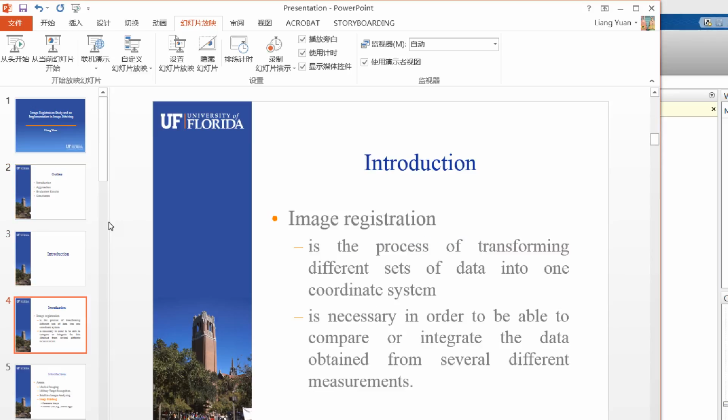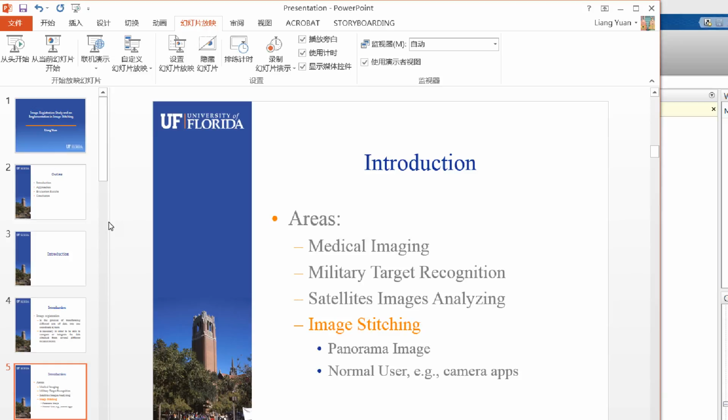Image registration is the process of transforming different sets of data into one coordinate system. It is necessary in order to be able to compare or integrate the data obtained from several different measurements. It can be used in several areas such as medical imaging, military target recognition, satellite image analyzing, and image stitching.